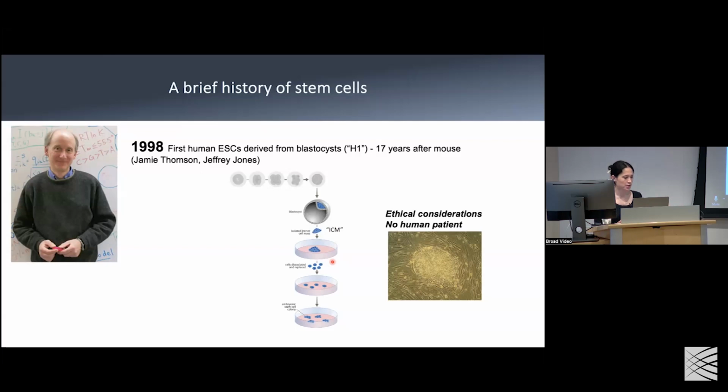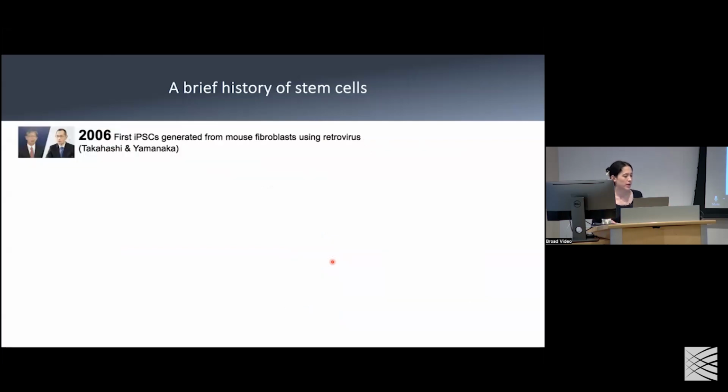These two problems were solved a couple of years later from work by Takahashi and Yamanaka. Yamanaka subsequently went on to win the Nobel Prize. And that was the first generation of induced pluripotent stem cells, which is primarily what we're going to be talking about today. These are cells that are functionally equivalent to the embryonic stem cells, but they're generated by converting a somatic cell type to the pluripotent state. They first did this in mouse fibroblasts using a retroviral approach.